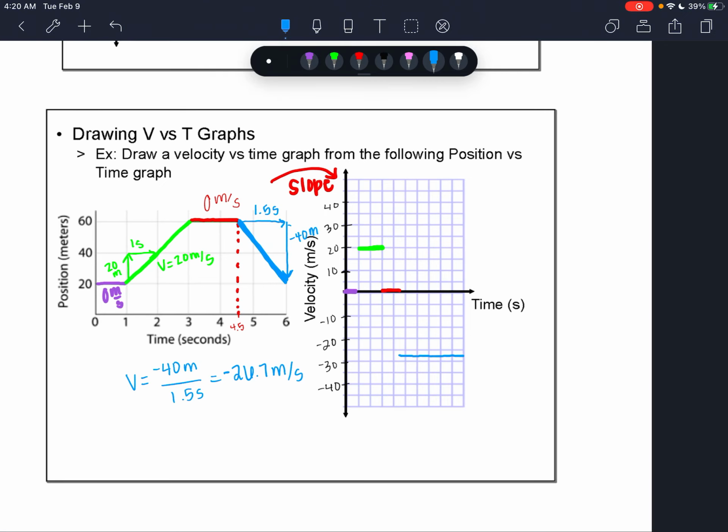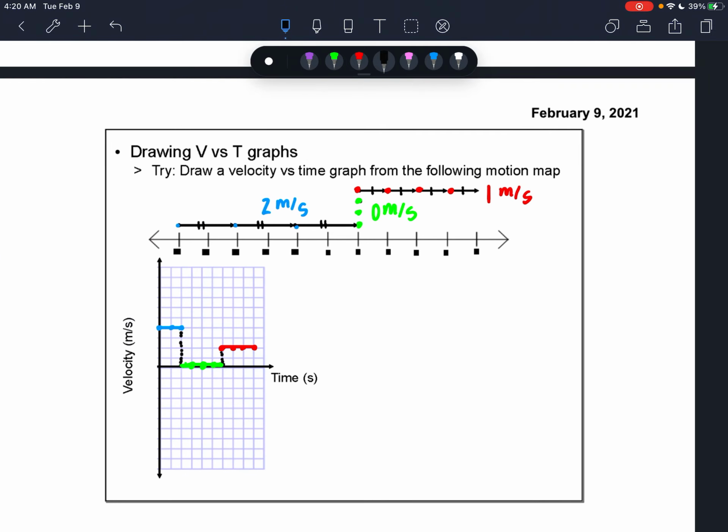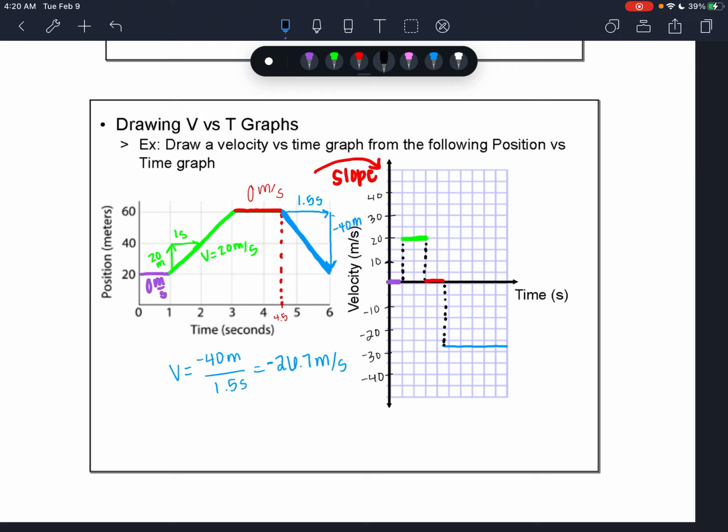So now I've got these nice segments. I'm going to start connecting them with these dotted lines to show instantaneous changes in velocity. And you can see that from a position versus time graph, I don't have to extend any of my segments. A position versus time graph accounts for all moments in time, whereas a motion map is looking at intervals of time. It's just looking at snapshots. So you have to kind of assume what's happening between snapshots. Here, I don't have to assume. I know exactly what was happening at every moment in time.